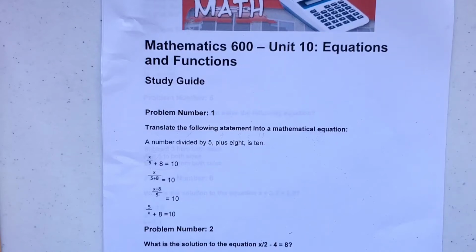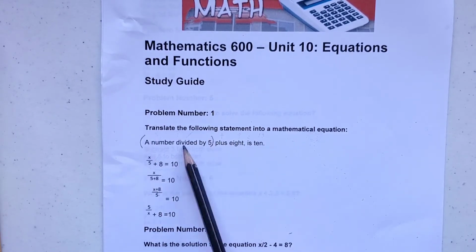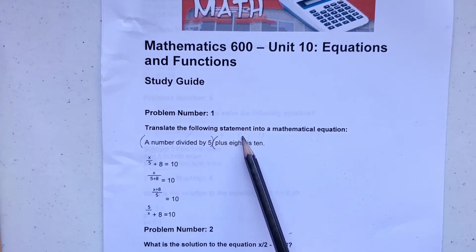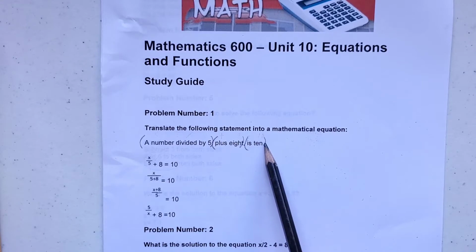Okay, math helps for Mathematics 610, equations and functions. Problem number 1, translate the following statement into a mathematical equation. A number divided by 5, so this is a complete statement here. They didn't divide it with any commas or anything. Plus 8, that's another complete statement, is 10.